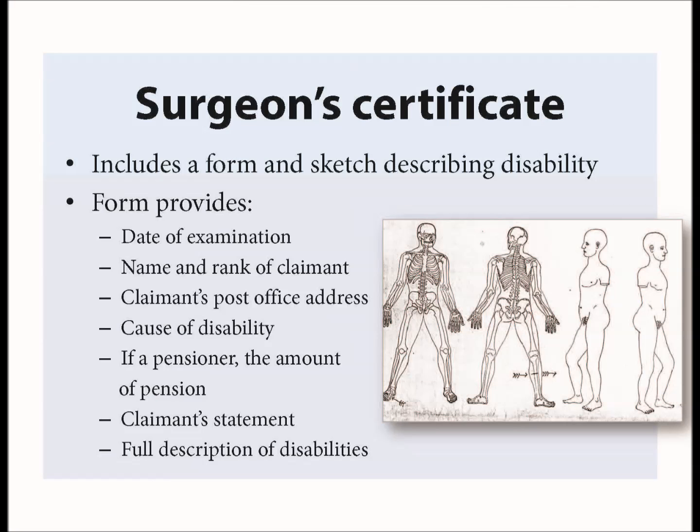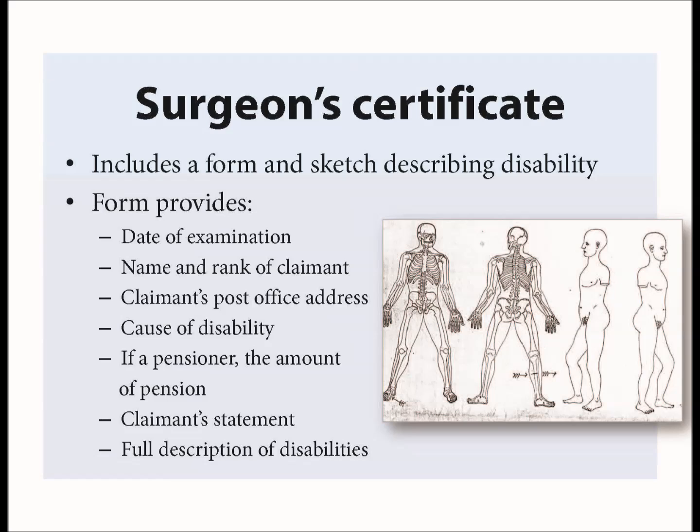Now, one of the things that you're going to find is the surgeon certificate if your ancestor has a disability. As you can see in this graphic description on the right, the ancestor has an injury through his right leg, and it also appears to be an injury in his right foot. So you can find out if there was an amputation or an injury in that respect.